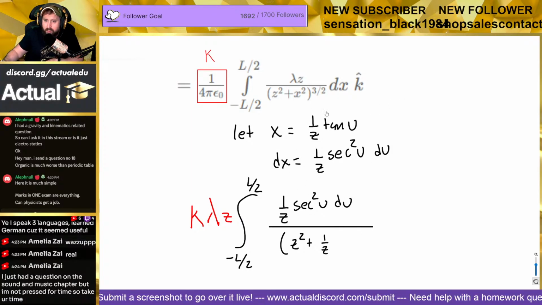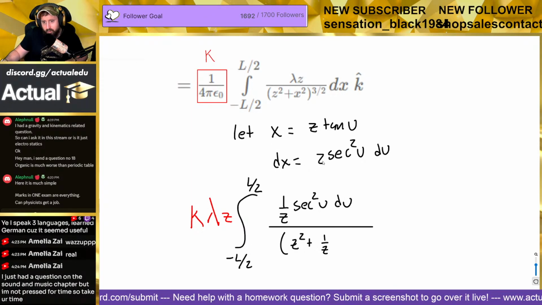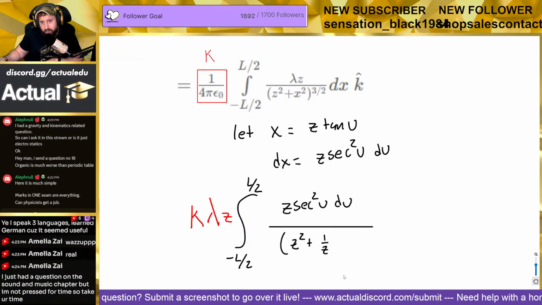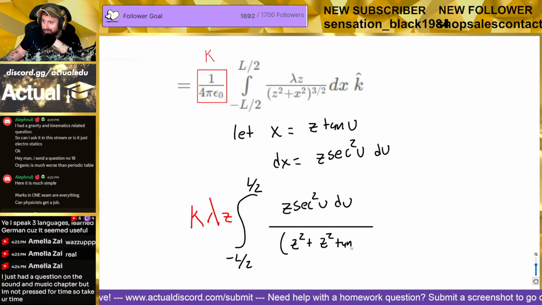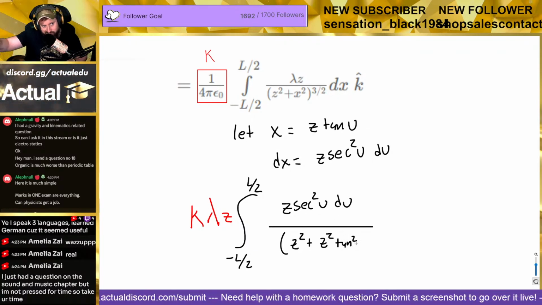Oh, I think I want this to be z tan u. Sorry, I'm double messing up today. I have to remember trig sub. Okay. This is z secant squared. And this is z squared tangent squared.